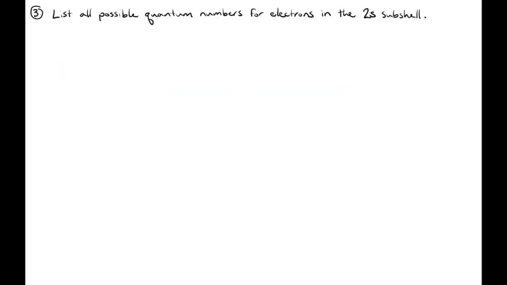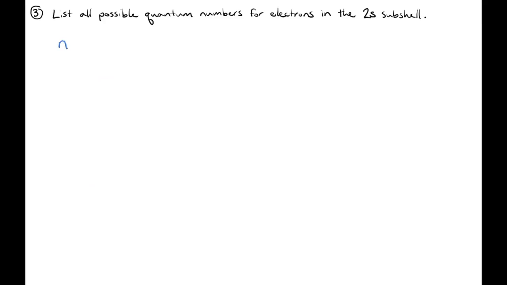Next we have a slightly different problem. We're not really asked about electrons this time, but we are being asked about all possible quantum numbers for electrons in the 2s subshell. Similar kind of question, it's just asking for something slightly different. So all we need to do is break this down again.